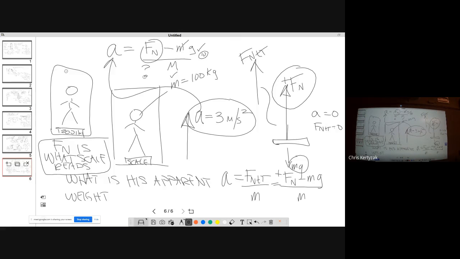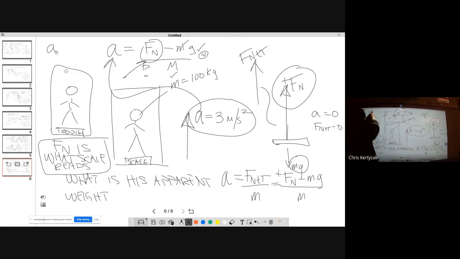Essentially what they're saying is, if he looks down at his scale while accelerating upward in this elevator at 3 meters per second squared, what is his apparent weight? What does his weight appear to him as when he looks at it? It's not his real weight again. It would be more. Then you would just have to do some algebra to solve for Fn.